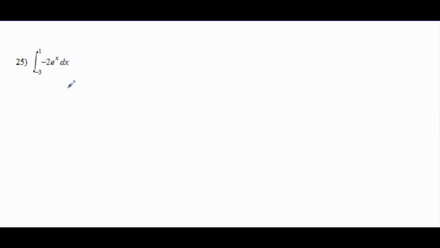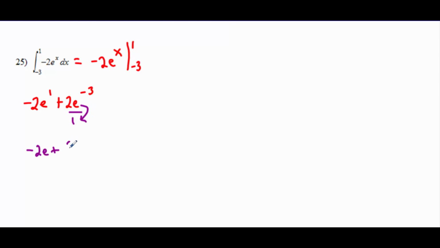Finally, the integral of -2e to the x is easy for e, or e for easy. So -2e to the x, and I'm going to plug in 1 and -3. So that's -2e to the first minus a -2e to the -3. Now, we can do some things to this, like move this down to the bottom and get a common denominator. And so that common denominator would be e cubed, which gives us -2e to the fourth plus 2 over e cubed.